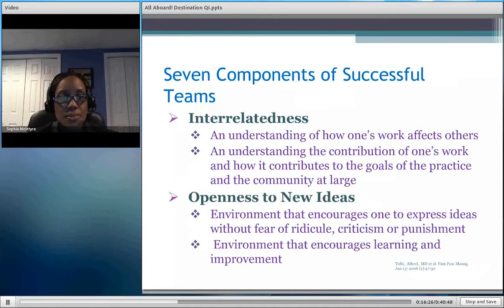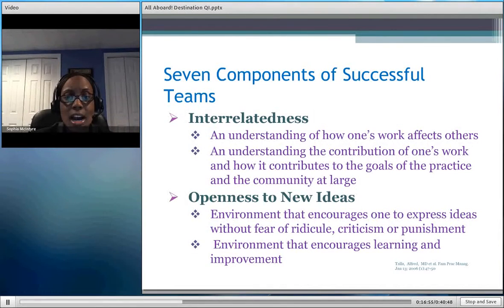Next component, interrelatedness. And this really just discusses a team member's understanding of how one's work affects others. So we don't work in a vacuum. We know that each of our team members are integral components for the success and for the improved outcome of our patients. So our nursing staff are just as important as our front desk staff.